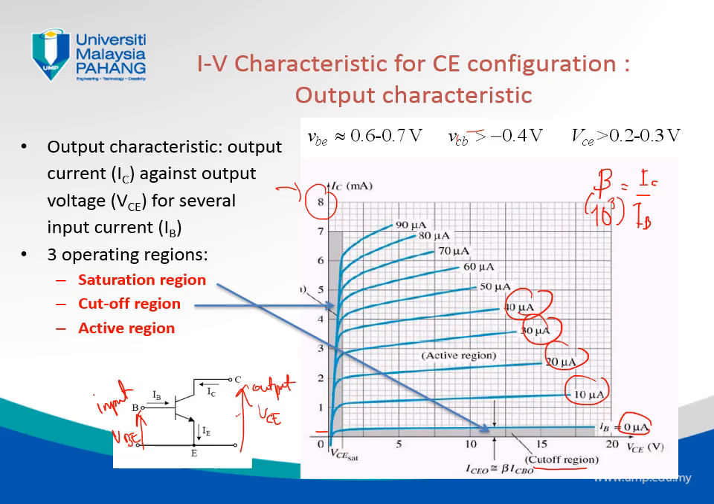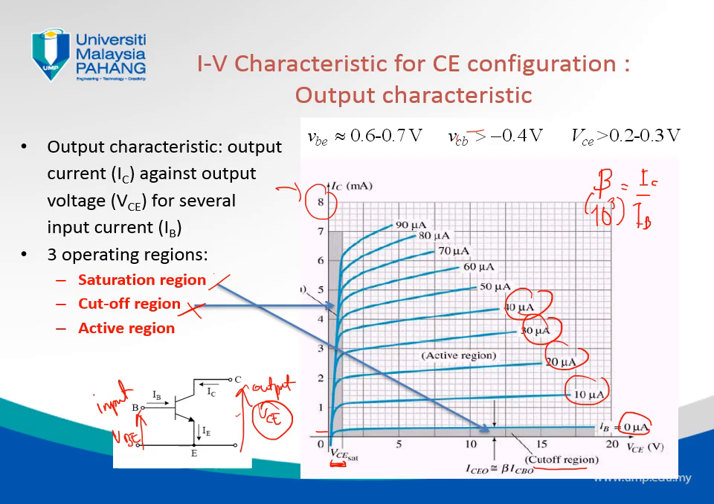Then for the next region, we'll look at the limiting regions first. The first one is the cut-off region, which we've seen. It is a region that we will not use. The next region where the transistor will not be very useful is what we call the saturation region. What is the saturation region? The saturation region is when we have a very small amount of VCE. Our VCE is too small.